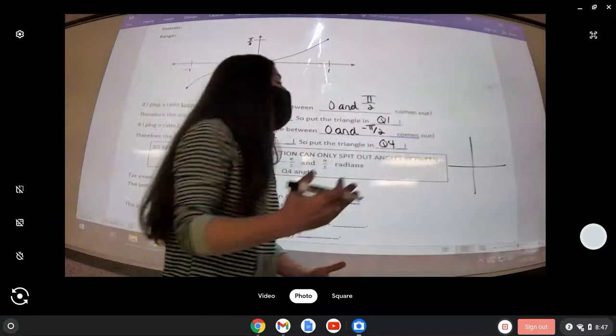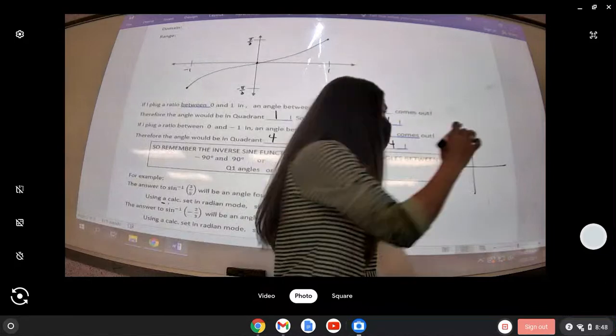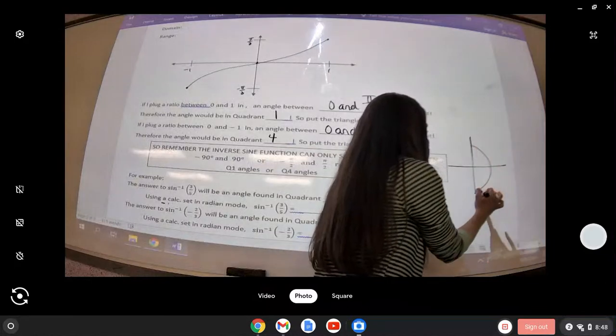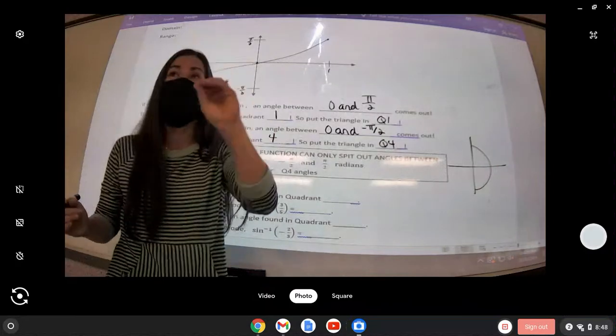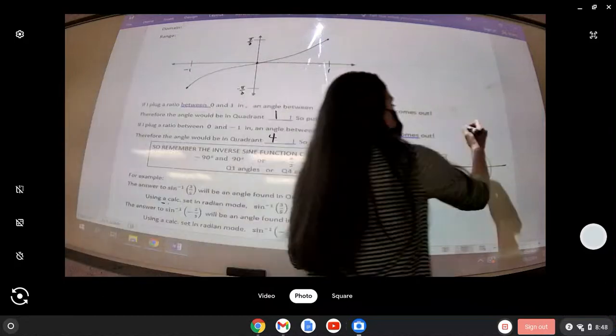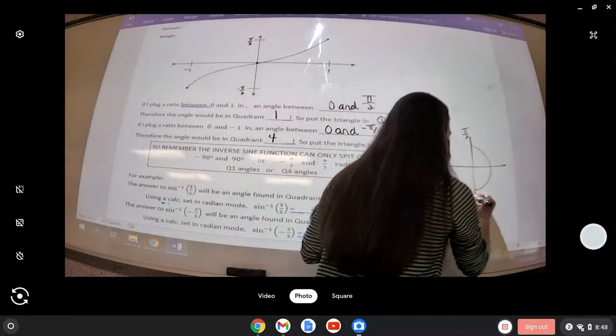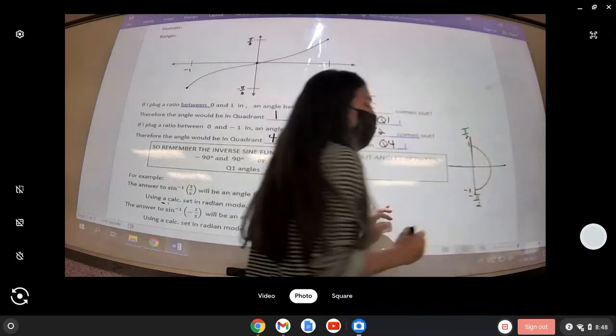Think of your unit circle. The only angles on the unit circle that survived the cut of the inverse sine are angles from pi over 2 to negative pi over 2. So just that little half circle is what we're able to use when we are working with the inverse sine function. Angles from pi over 2 to negative pi over 2. Ratios from 1 to negative 1.